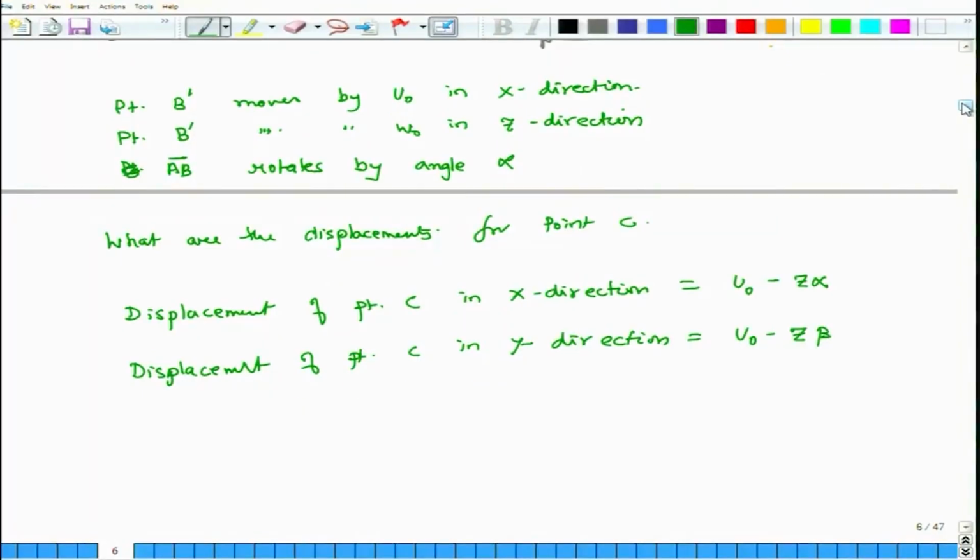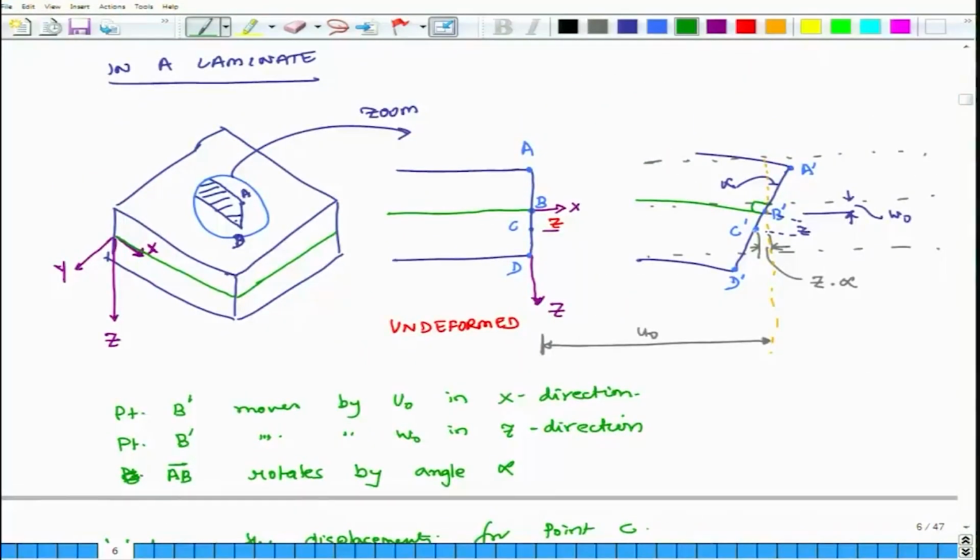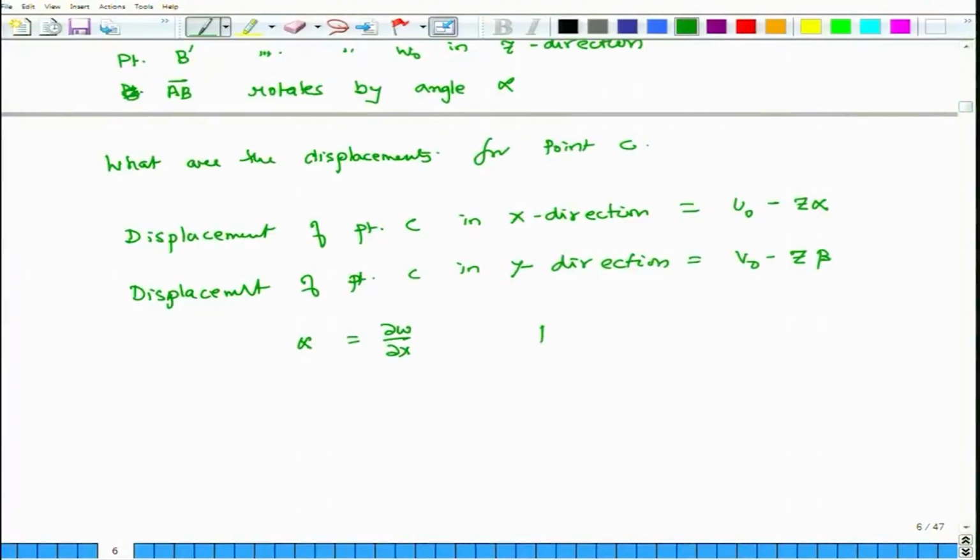Okay. Next thing we know is that alpha is equal to del w over del x. Okay. So, alpha is del w over del x, right. Basically, it is the slope of this line, and slope of this line is del w over del x. And similarly, we can say that beta equals del w over del y.